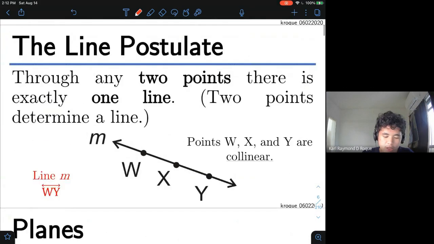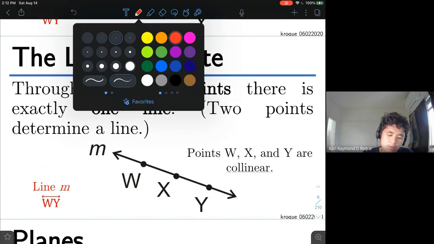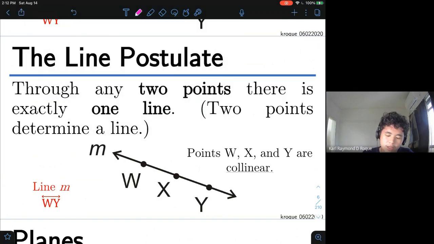Tapos may postulate tayo. Through any 2 points, there's exactly one line only. Or in other words, 2 points determine a line. Tapos, itong tatlo na to, ang tawag sa tatlo na to, sa tatlong points na to, collinear. Points W, X, and Y are collinear. Meaning, they lie only on one line.